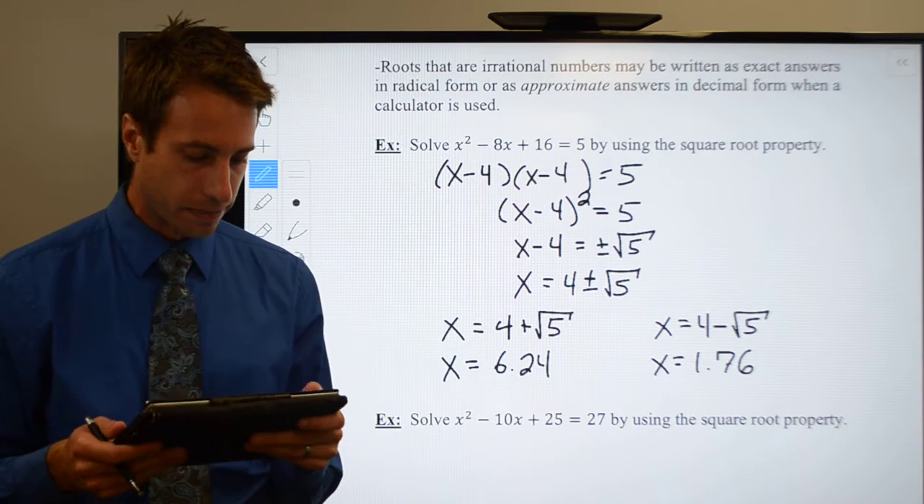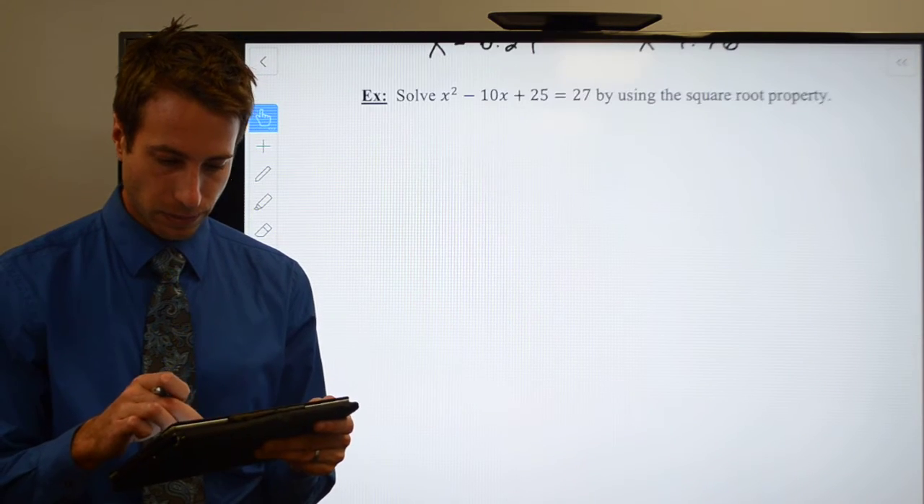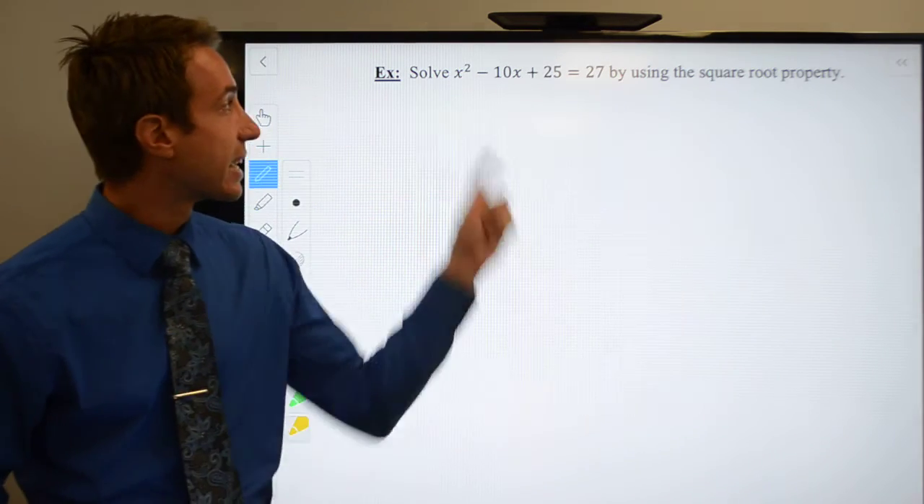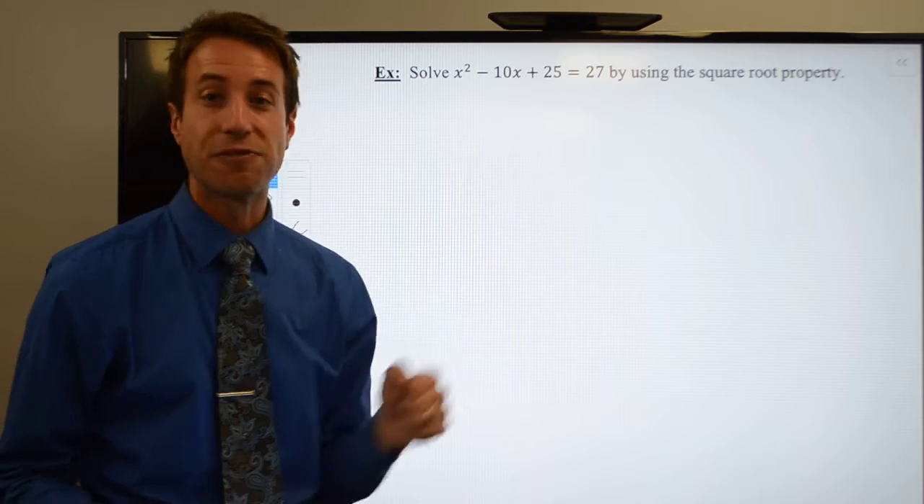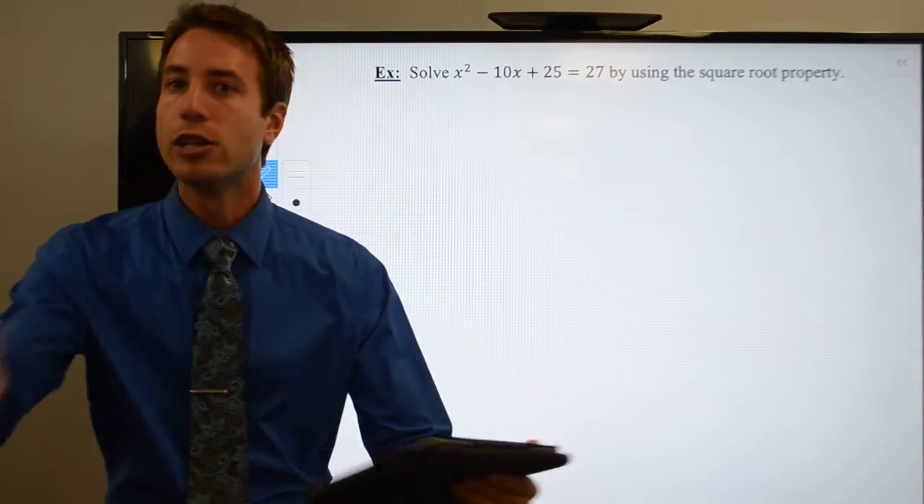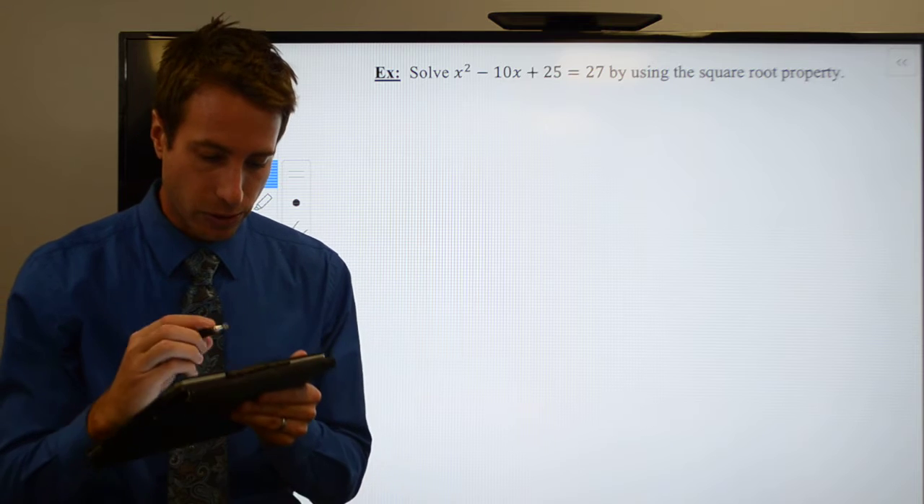Let's try another one. Once again, I recognize I have a trinomial. 25 is a perfect square, and my leading coefficient is a 1, so we just go straight to our binomials.